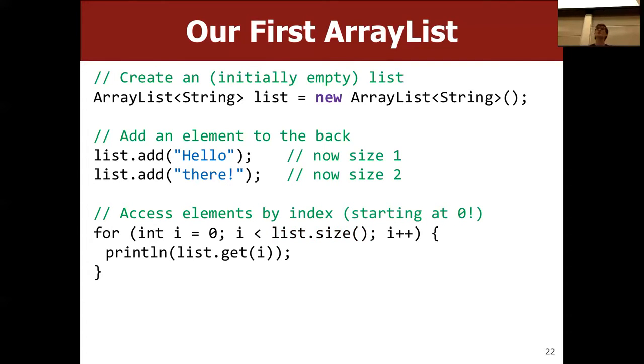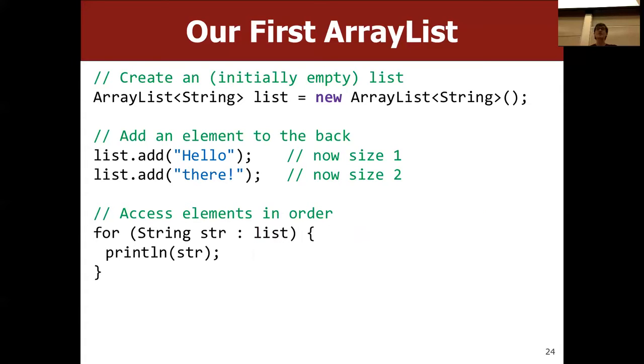So that's how you loop through the entire array list and print it out. There's also this nifty syntax you can use called a for each loop, where if you just want to iterate over all the items in an array and you don't really need to use i in your loop, you can use this syntax. You say for string str in list. That's how you read it: for string str in list.